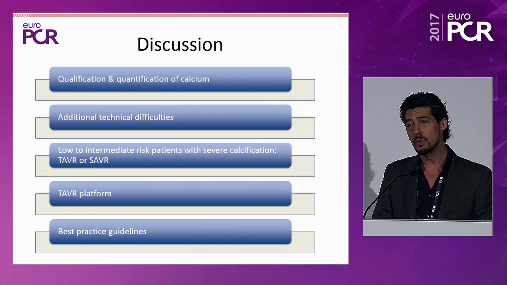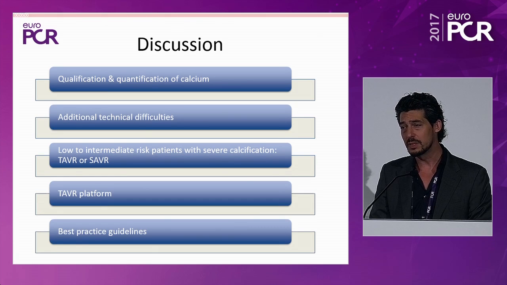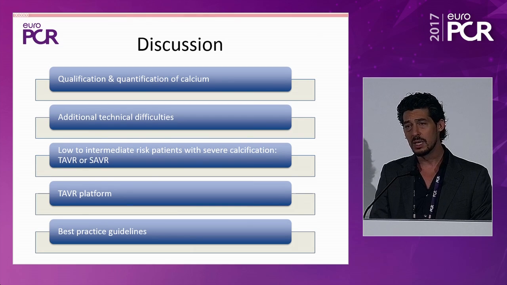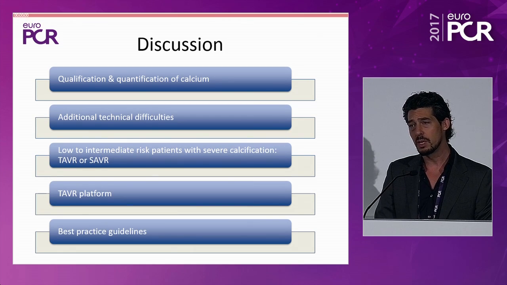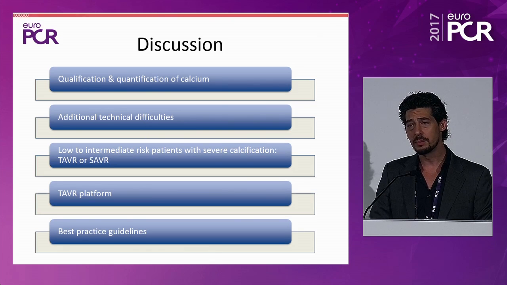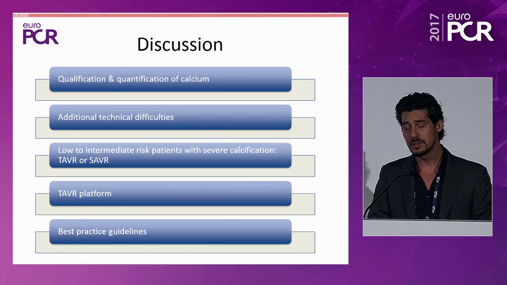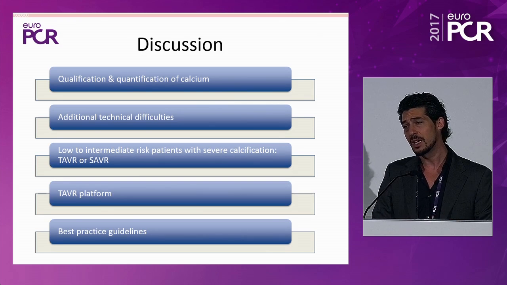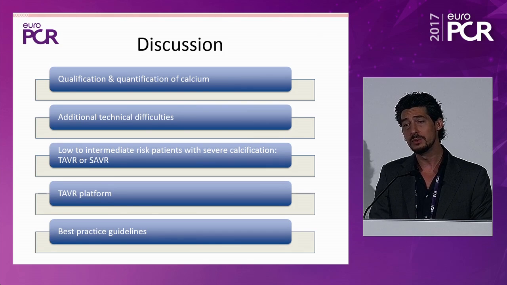I think a very important question as we're evolving with TAVR is, what do we do with low to intermediate risk patients with severe calcification? Are we going to get to a point where we're going to understand the limitations of our therapy and perhaps provide our patients with the best possible care? Third, when we deal with these types of anatomies, what type of TAVR platform do we want? Do we want a self-expanding one, or do we want a balloon expanding valve, or some other type of expanding valve?